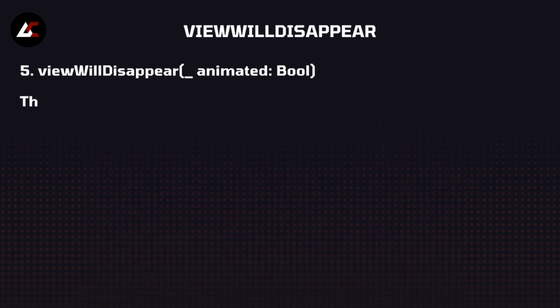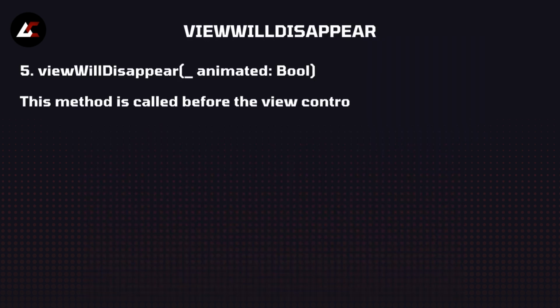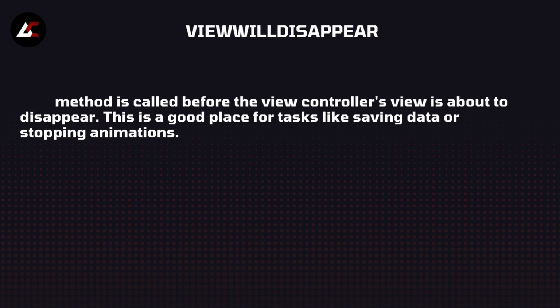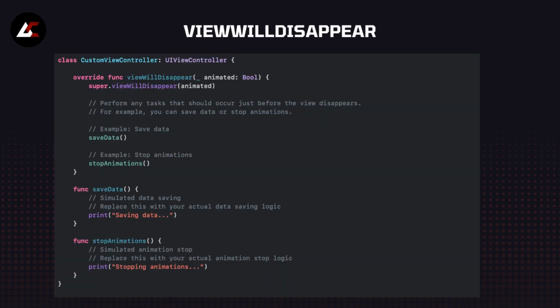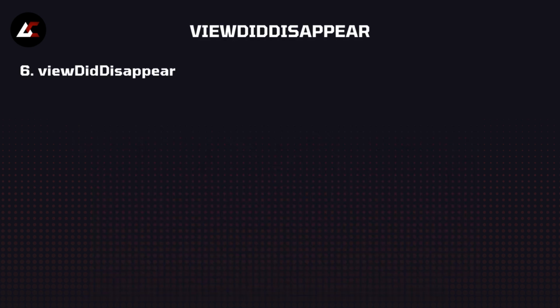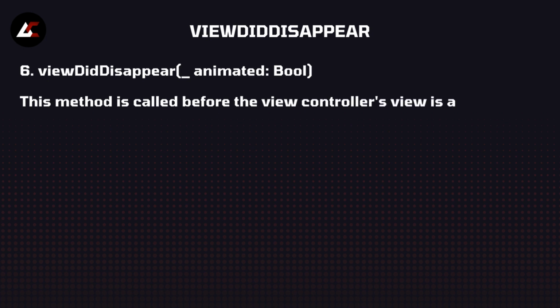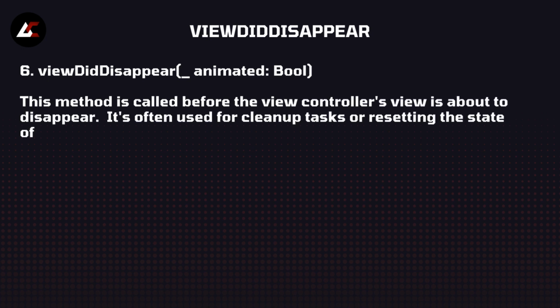viewWillDisappear. This method is called when the view controller's view is about to disappear. This is a good place for tasks like saving data or stopping animations. viewDidDisappear. This method is called after the view controller's view has disappeared. It's often used for cleanup tasks and resetting the state of the view controller.